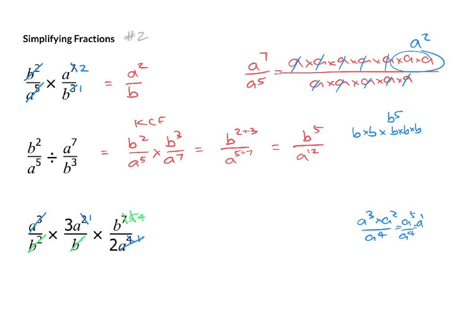So what am I left with? Well, if I look at the top, I've got 3, A to the 1, which is just A, b to the 4, and that is all over just 2 on the bottom.